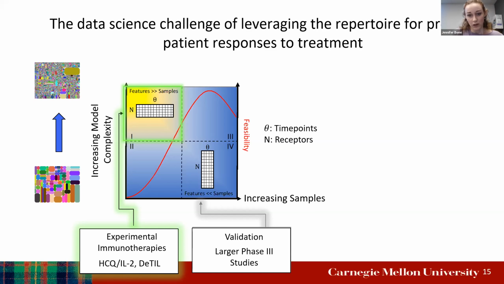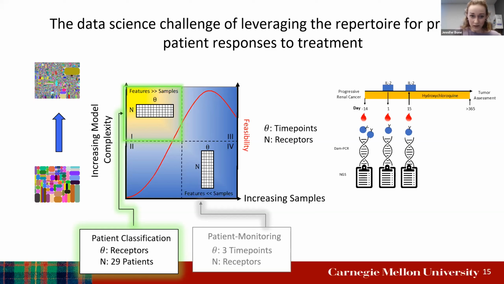What I'm going to talk about is how we're going to overcome that problem, and then how we could maybe flip the data to use that to our advantage. So to start, I'm going to talk about these long and fat data sets where each CDR3 is considered a feature, and we're looking at an N of 29 patients, starting just with day 15 classification.